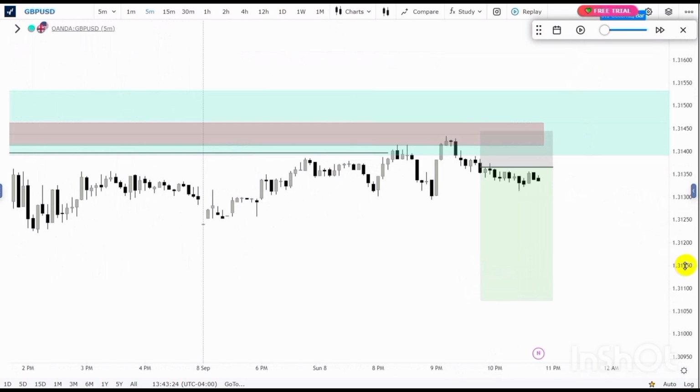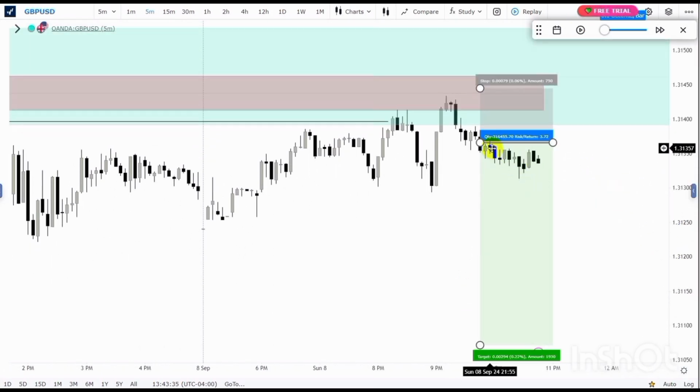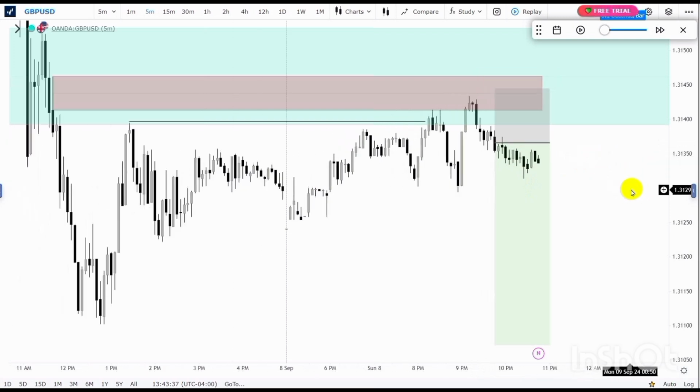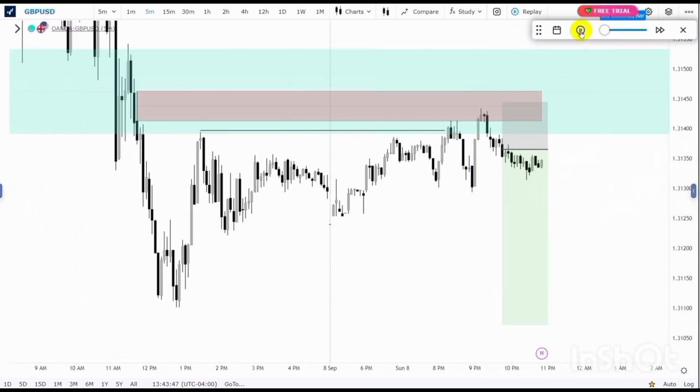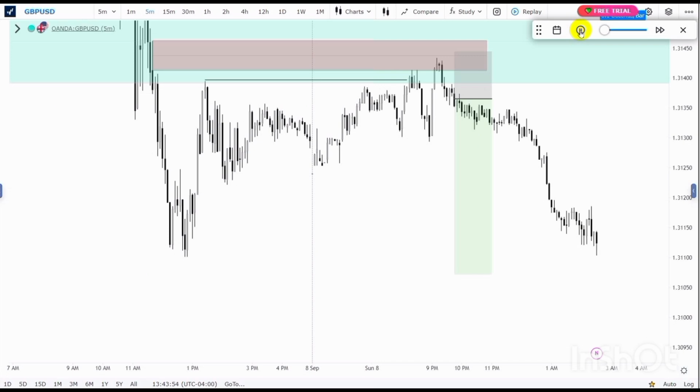Okay, so you can see that price activated our entry. We can see that the market actually activated our entry. So we are actually in the bearish move of price to the downside. So let's keep playing price to see. The market is still falling. Awesome. So we can see the market is still falling.